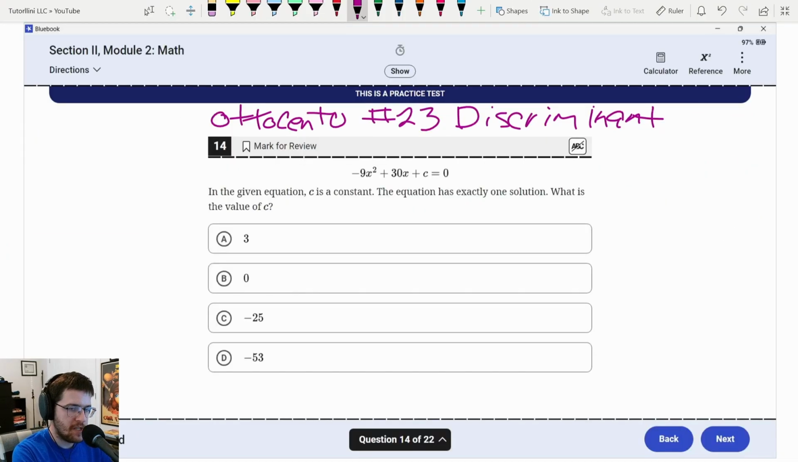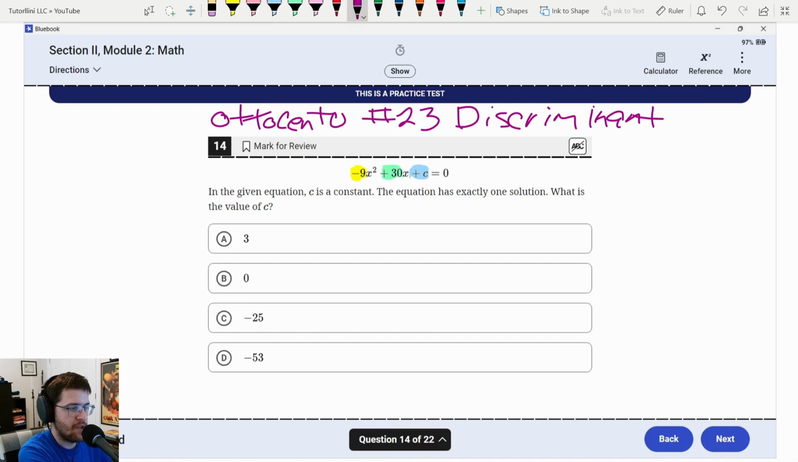Okay, question 14. I go over problems like this in great detail with a worksheet that you can download and complete yourself in my video, Ottocento number 23, Discriminant and Linear Quadratic Systems. Definitely go check that out. I'm just going to assume you've already watched that. Okay, so first, it's already in standard form, ax squared plus bx plus c, so we're good there. I'm going to identify a, b, and c. A is -9, b is 30, and c is just c.